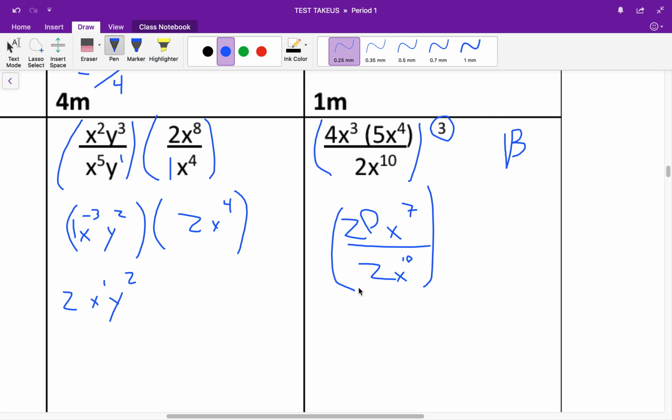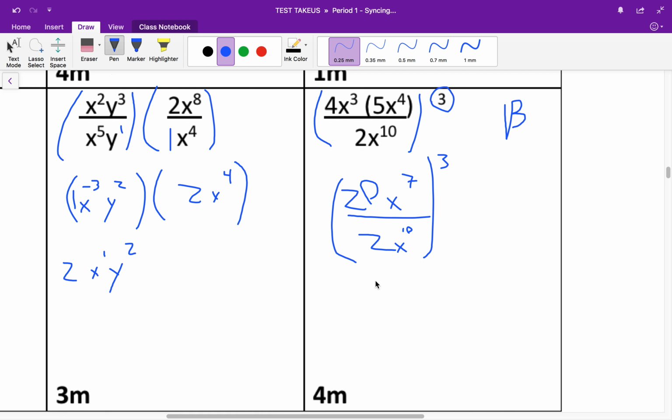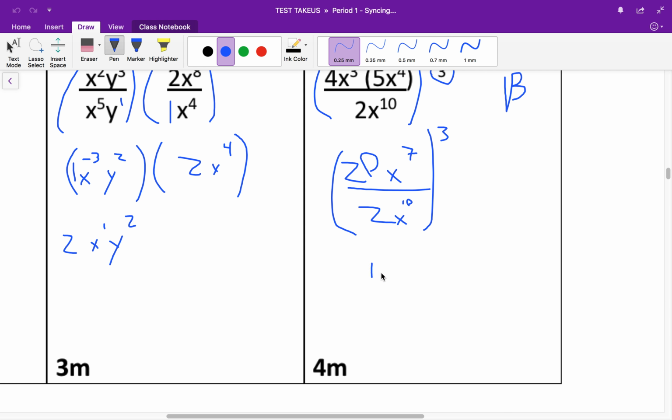Bracket, bracket, to the 3. Let's continue with our bracket. So 20 divided by 2 is 10. And for x, we have 7 minus 10, which is going to equal x to the negative 3. Bracket, bracket. Now, power to the power is going to multiply in. Remember, there's a little 1 here. So we have 10 to the power of 3, x to the negative 9.